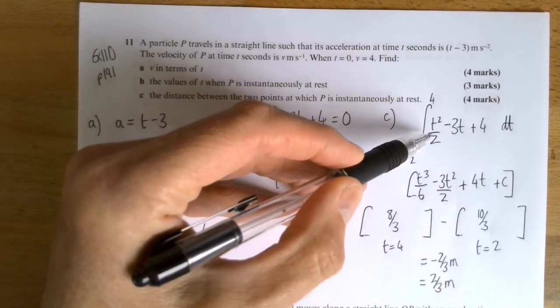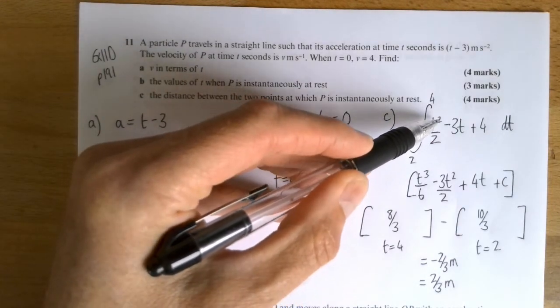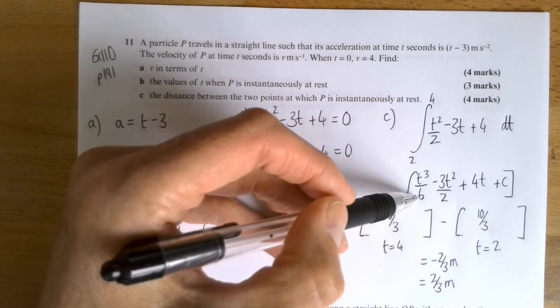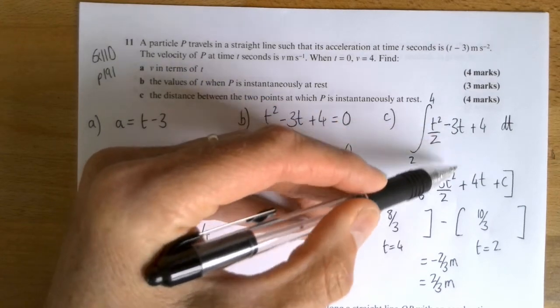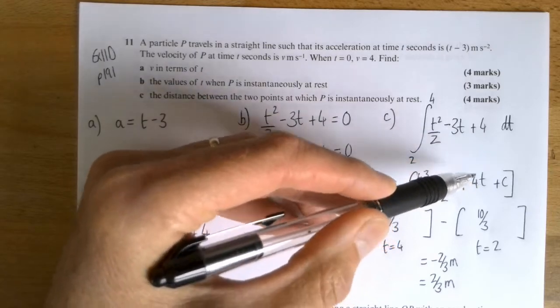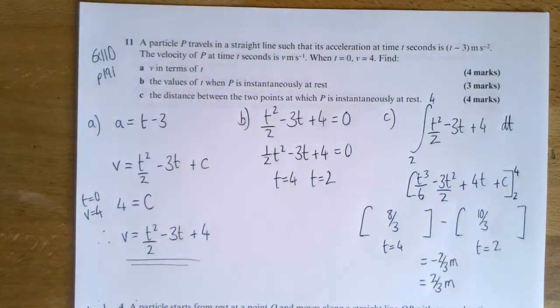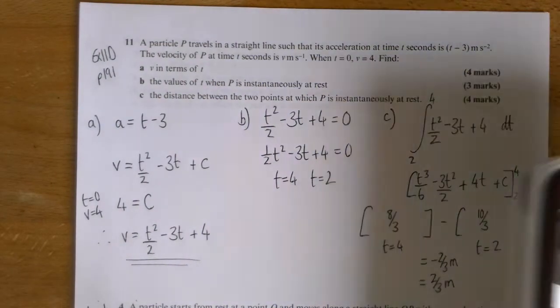So increase the power, divide by the new power, so it becomes t cubed. If it's already divided by 2 and then you divide by 3, you get divided by 6. Increase the power, divide by the new power, 4 becomes 4t. And then I'm substituting in 2 and 4. So I just used my calculator. Remember the trick I showed you?